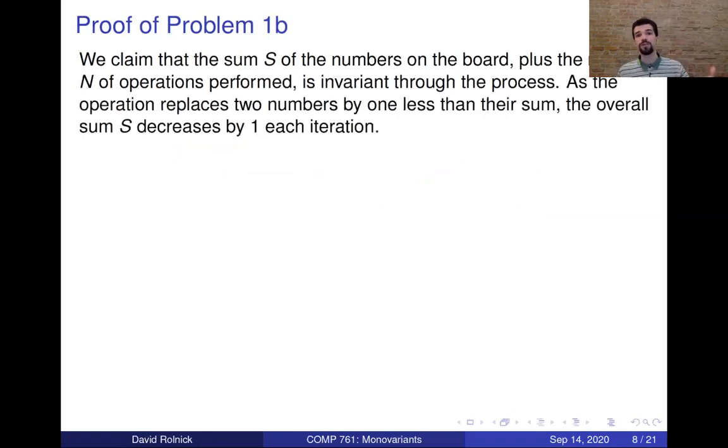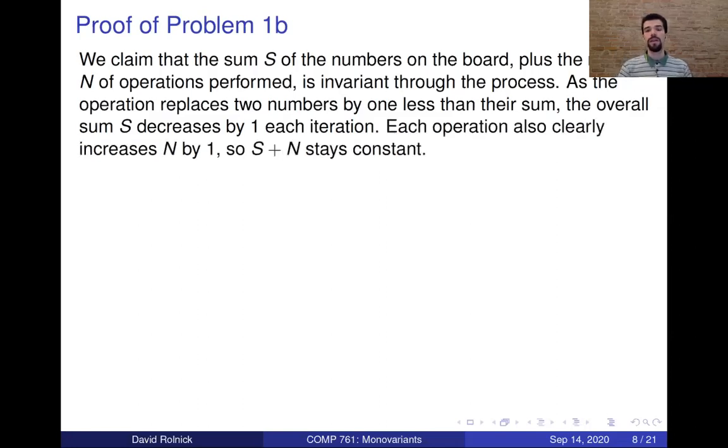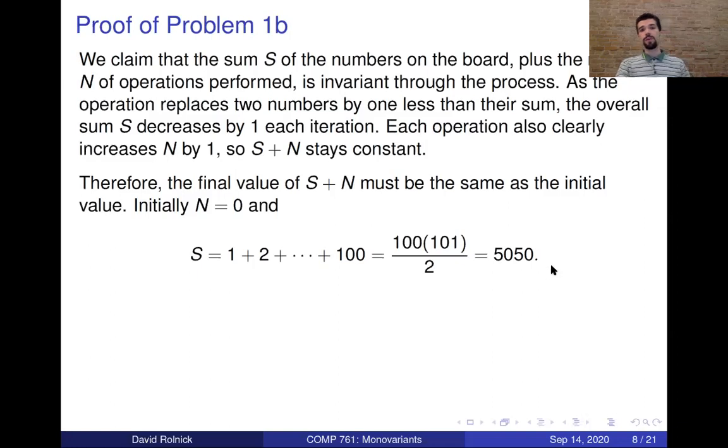So the operation replaces 2 numbers by 1 less than their sum. So the overall sum s decreases by 1 each iteration. Each operation also clearly increases n by 1 because n is just the number of operations. So if you've decreased s by 1 and increased n by 1, then s plus n stays constant. Therefore, the final value of s plus n must be the same as the initial value.